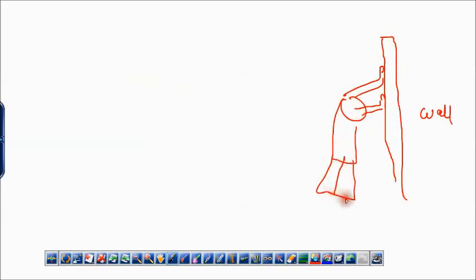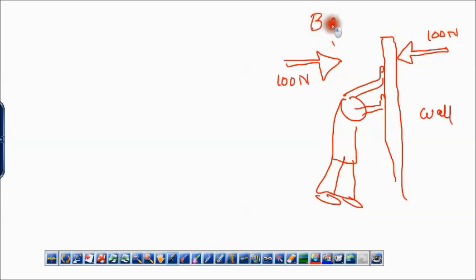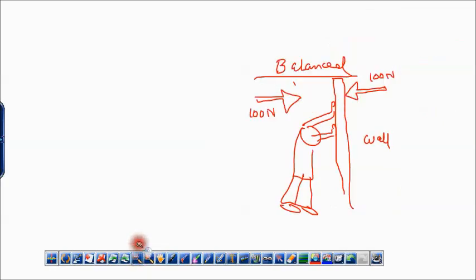Me pushing the wall, will the wall break? No, because when I push the wall with say 100 Newton force, the wall pushes me back with the same 100 Newton force in the opposite direction. This balances the forces, और balanced force में कोई मोशन नहीं होती.